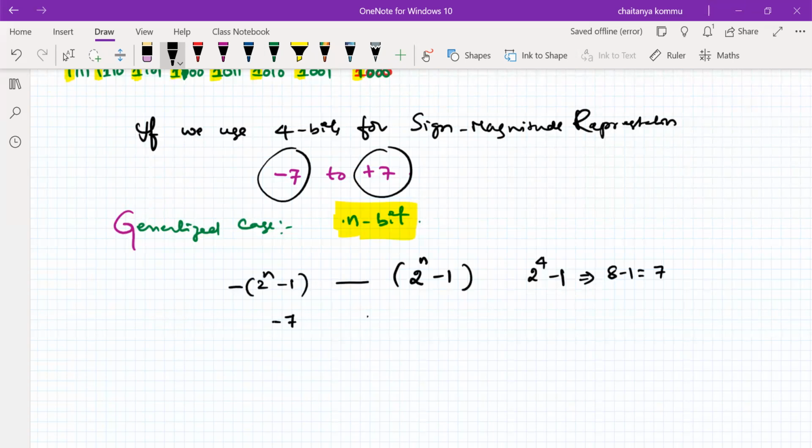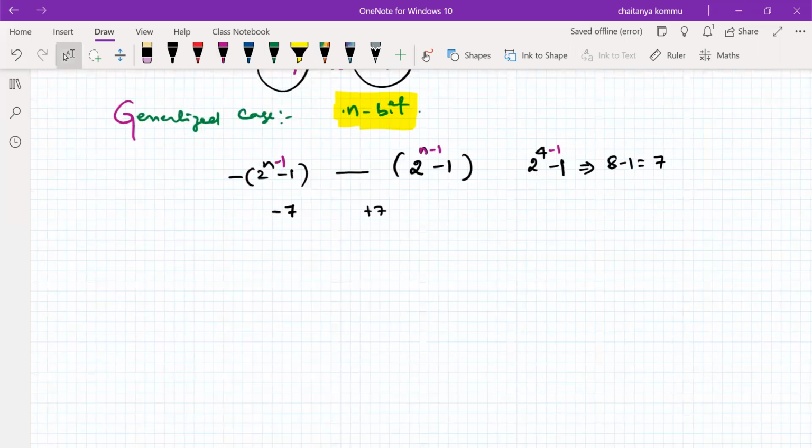Sir, 2 power 4 is 16, sir. Yeah, exactly, 2 power 4 is 16. So what is the value then? 2 power n minus 1. Exactly, thank you very much. It's not n, it is 2 power n minus 1. Therefore, what is happening here? 2 power 3 is now 8, minus 1, this is 7. Excellent, thank you very much.